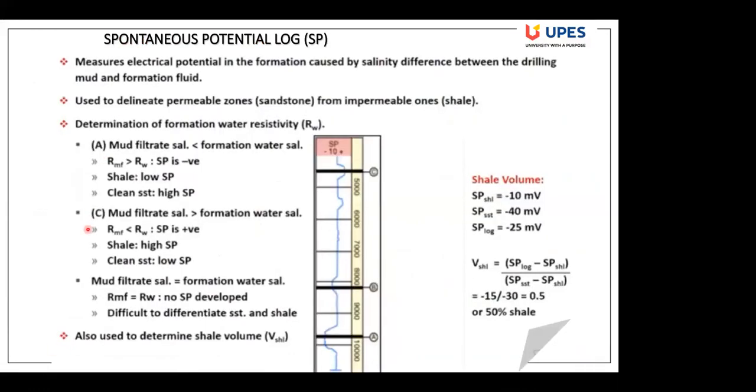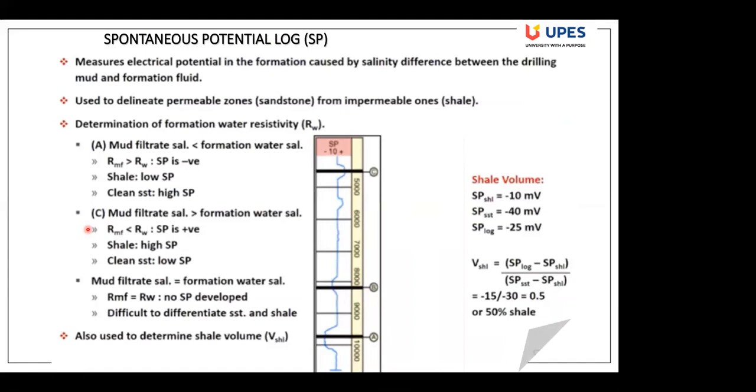Then the SP log. This is spontaneous potential. It records naturally occurring electrical potential, which is produced by the interaction of formation connate water, conductive drilling fluid, and shale. The SP curve reflects a difference in the electrical potential between a movable electrode in the borehole and the fixed reference electrode at the surface.